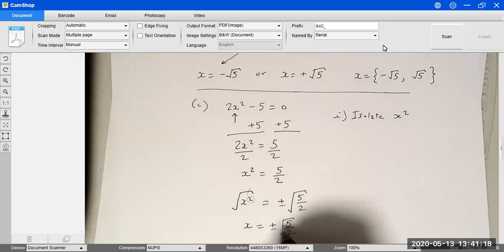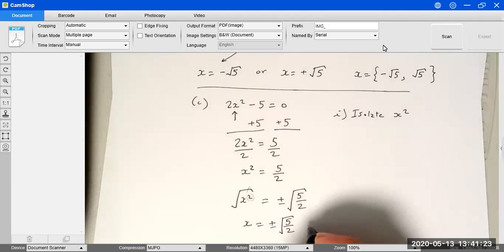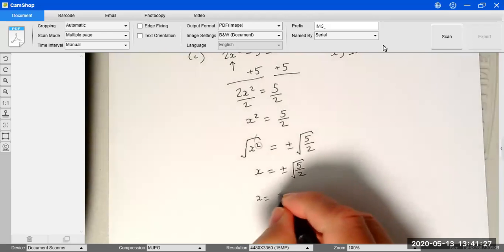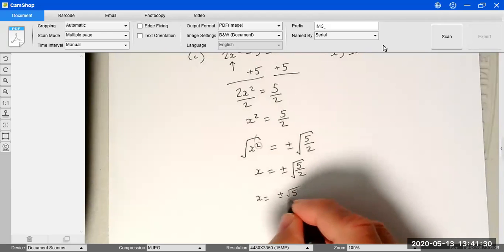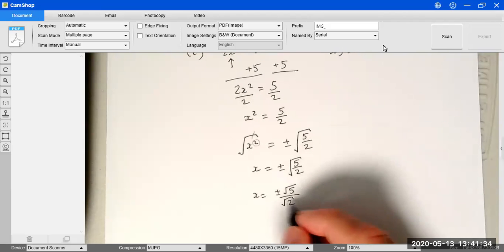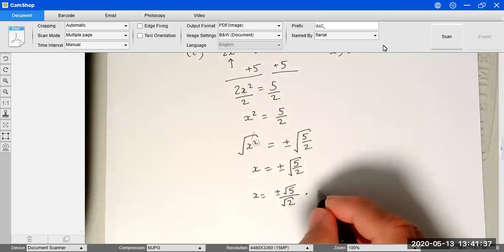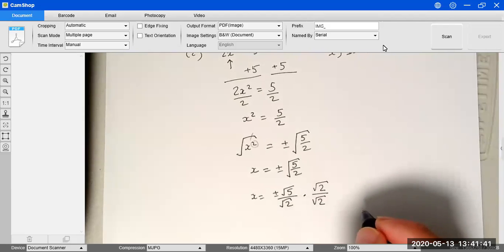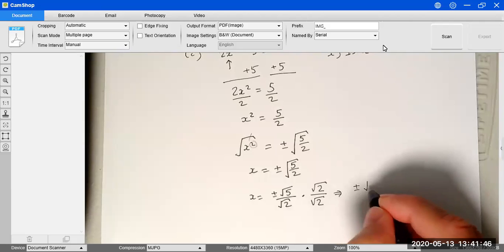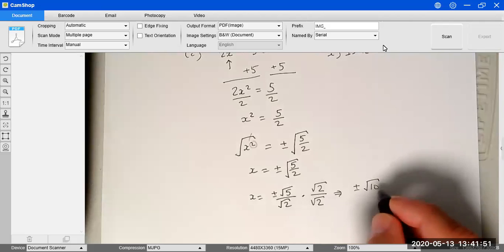Here we need to rationalize, because remember, we don't like radicals in the denominator. So here we have x equals plus or minus the square root of 5 over the square root of 2. To rationalize this, we multiply both the numerator and the denominator by the radical that we want to eliminate. So we're going to get plus or minus the square root of 10, because 5 times 2 is 10.